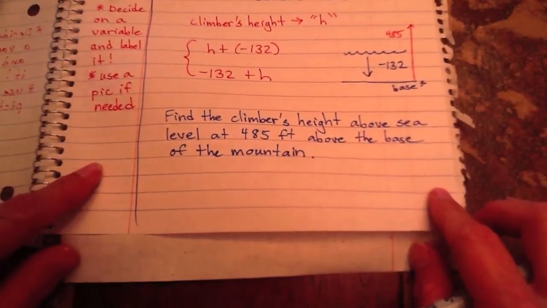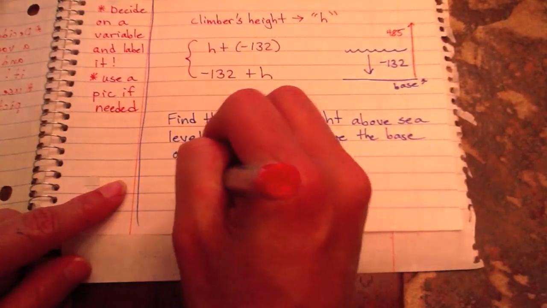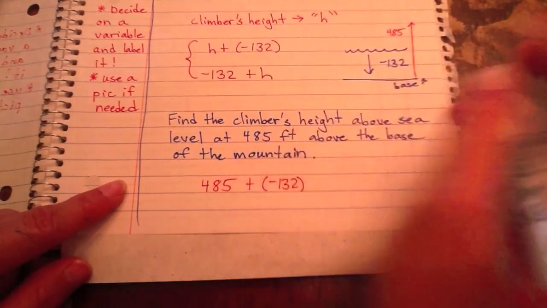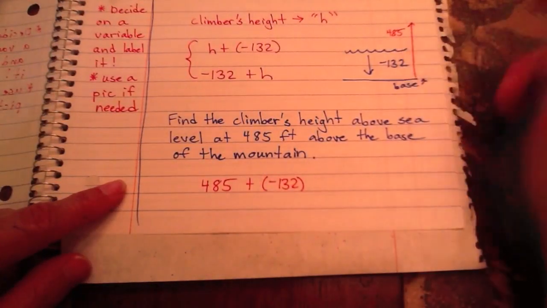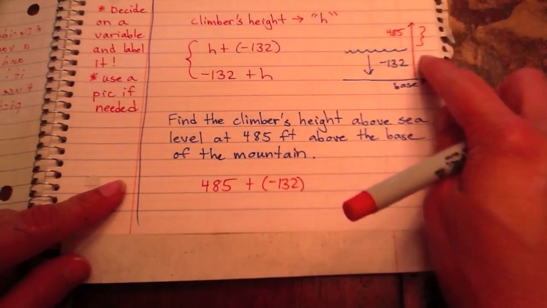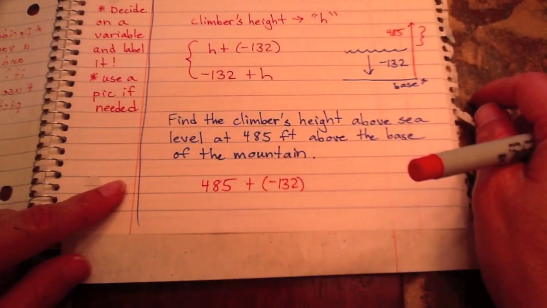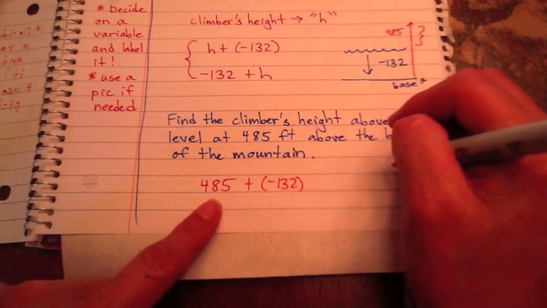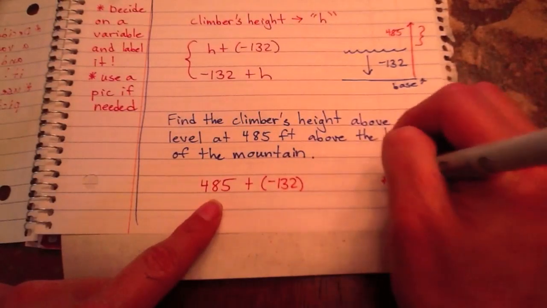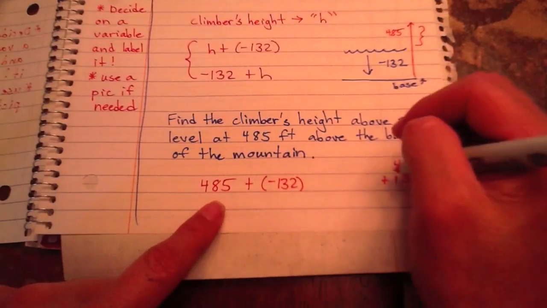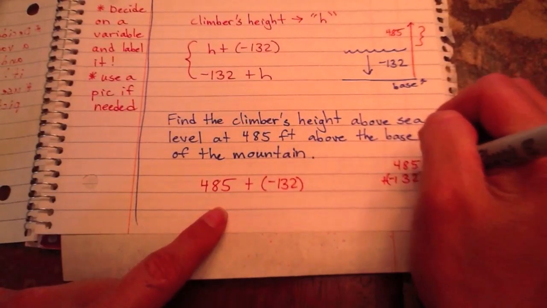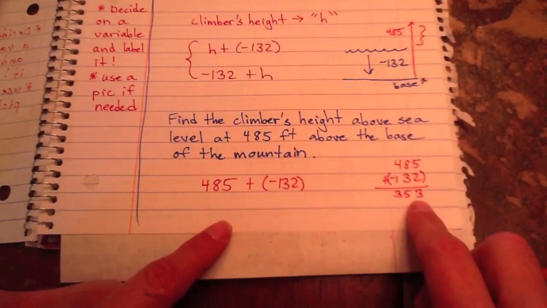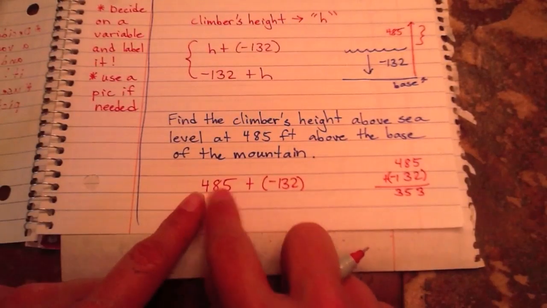So when you evaluate and plug that in for H, you have the 485 feet the climber already climbed, plus that negative 132 feet that was already below sea level. That's going to give you this part, which is how much the climber climbs above sea level. Opposite signs, so I find the difference between these. Always use your larger absolute value number when you go find your difference. Oops, and I don't know why I put plus, because I was looking there. So we're actually going to find a difference. So we have a difference of 353. Here's our positive is our larger absolute value.